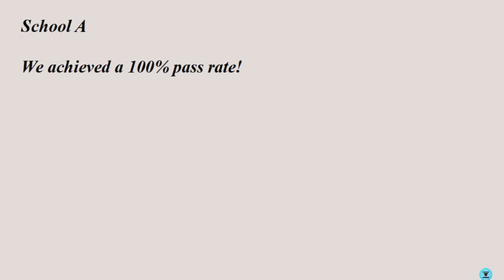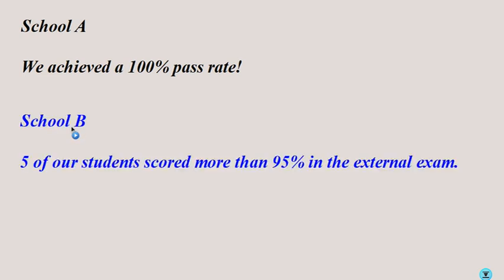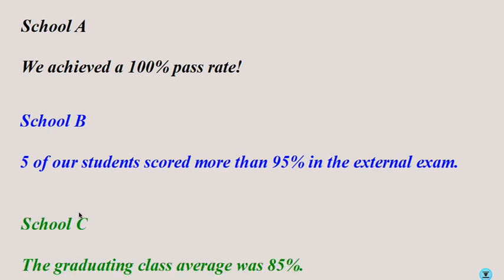Let's compare this to another school that announced that 5 of our students scored more than 95% in the external exam. Now, this is commendable. And if you don't think what's behind the data, you may be tempted to send your child to school B. And compare that to a third school that says that the graduating class average was 85%, which is a very good average considering the wide range of abilities in any class.